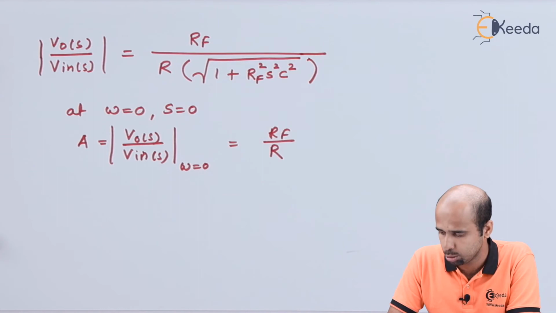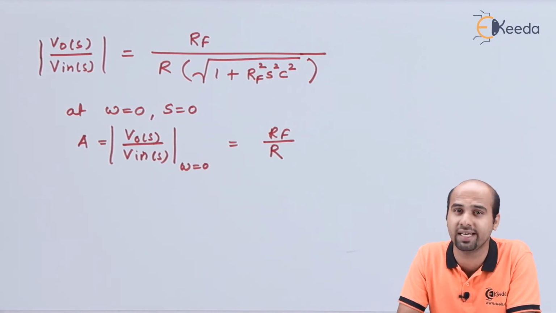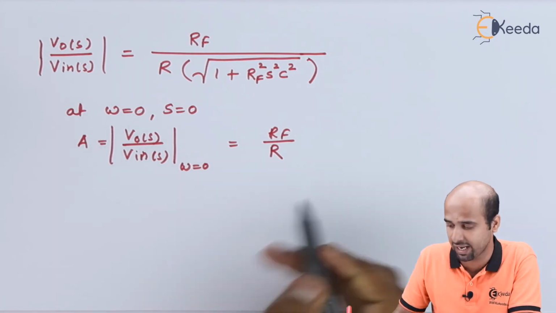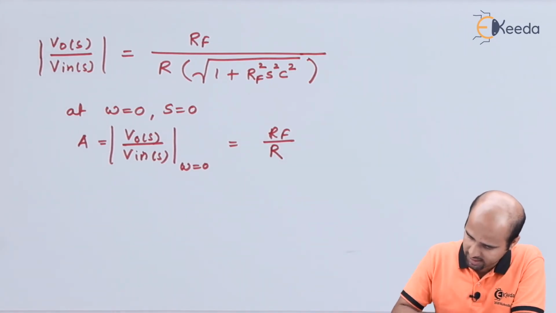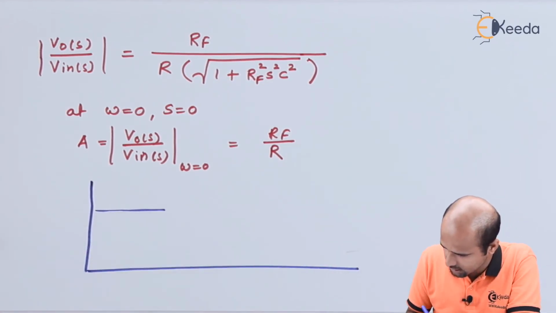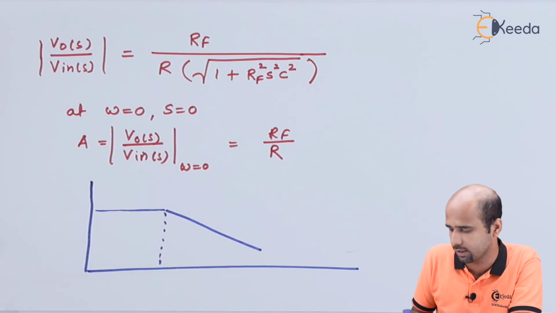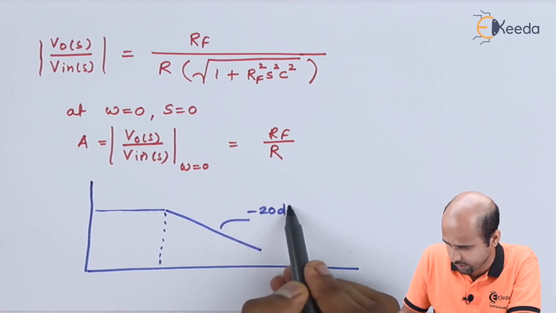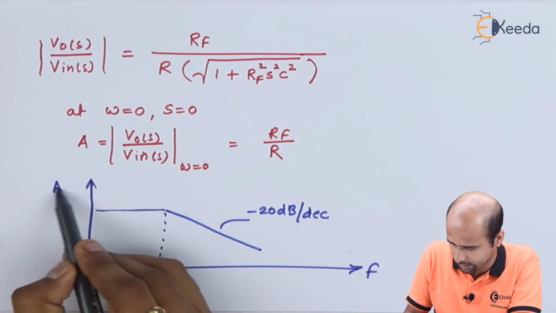So your value will not become infinite, and this is how we can name this circuit as practical integrator, because practically gain equal to infinite is not at all possible. Rather than that, at omega is equal to 0, we are getting RF upon R. That is quite practical, and that is why we can plot this graph as something like this up to a certain particular low frequency, and then we are getting this slope which is of minus 20 dB per decade. Frequency in logarithmic scale and gain.